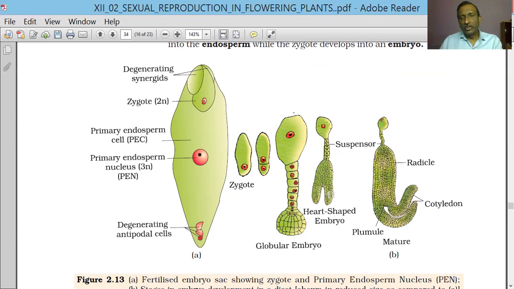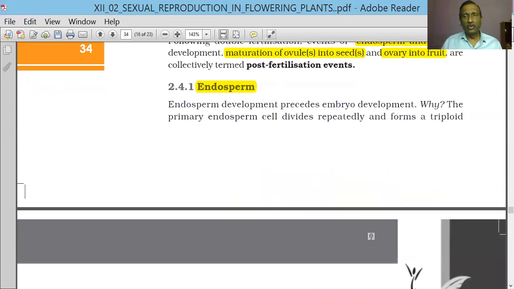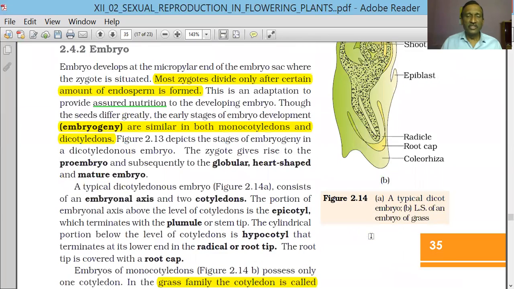These two will develop into cotyledons. Later, further development of this will form two cotyledons. If it is a monocot, there will be only one cotyledon. That is the only difference: in dicot there will be two cotyledons, and in monocot, one cotyledon. Again, if you study this part, you will find that there is a radicle region and a plumule region. The hypocotyl part will develop into the radicle, and the epicotyl part will develop into the plumule. So the development is the same in monocot and in dicot. That is what we have studied here.